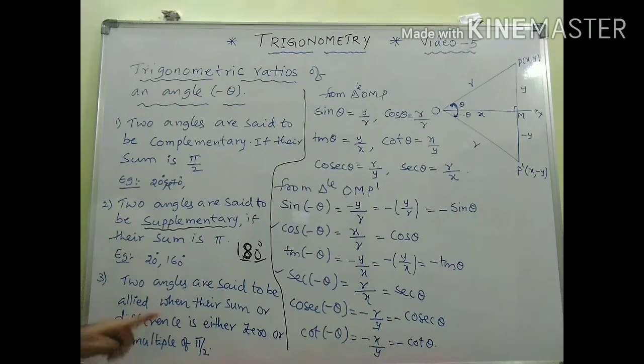Next, this is the most important. Two angles are said to be allied angles when their sum or difference is either 0 or a multiple of pi by 2. Right? Then those two angles are said to be allied angles. That is what we are going to discuss now about allied angles.